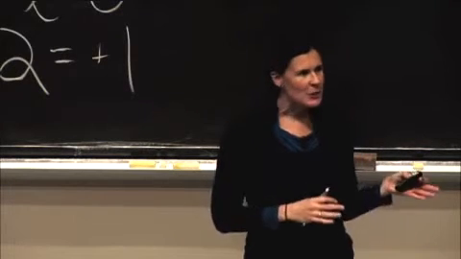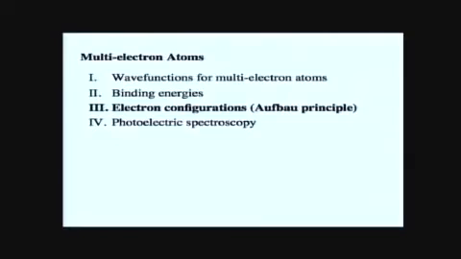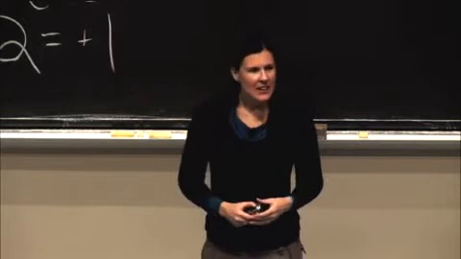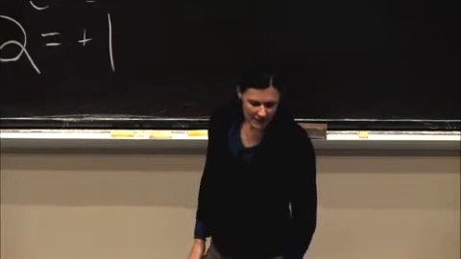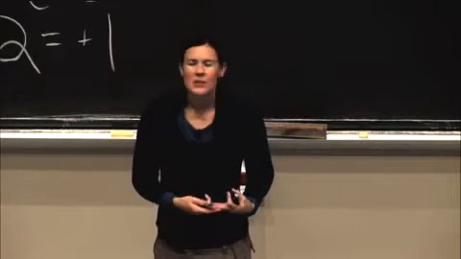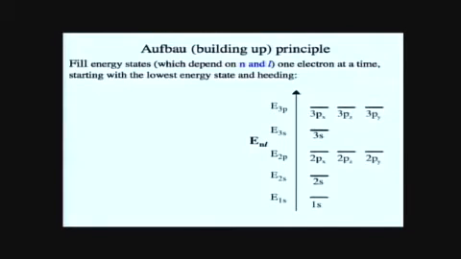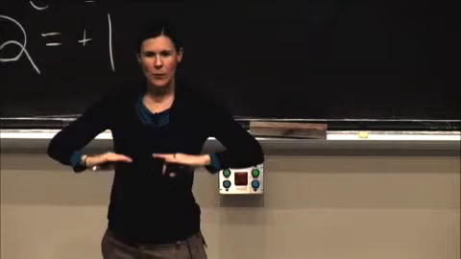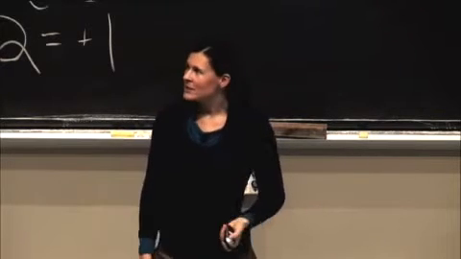All right, so let's go back to electron configurations now that we have an idea of why the orbitals are listed in the energy order that they are, why, for example, the 2s is lower than the 2p. So now we can go back and think about filling in these electron configurations for any atom. I think most of you are familiar with the Aufbau or the building up principle. You probably have seen it quite a bit in high school, and this is the idea that we're filling up our energy states, which depend on both n and l, one electron at a time, starting with that lowest energy and then working our way up into higher and higher orbitals.